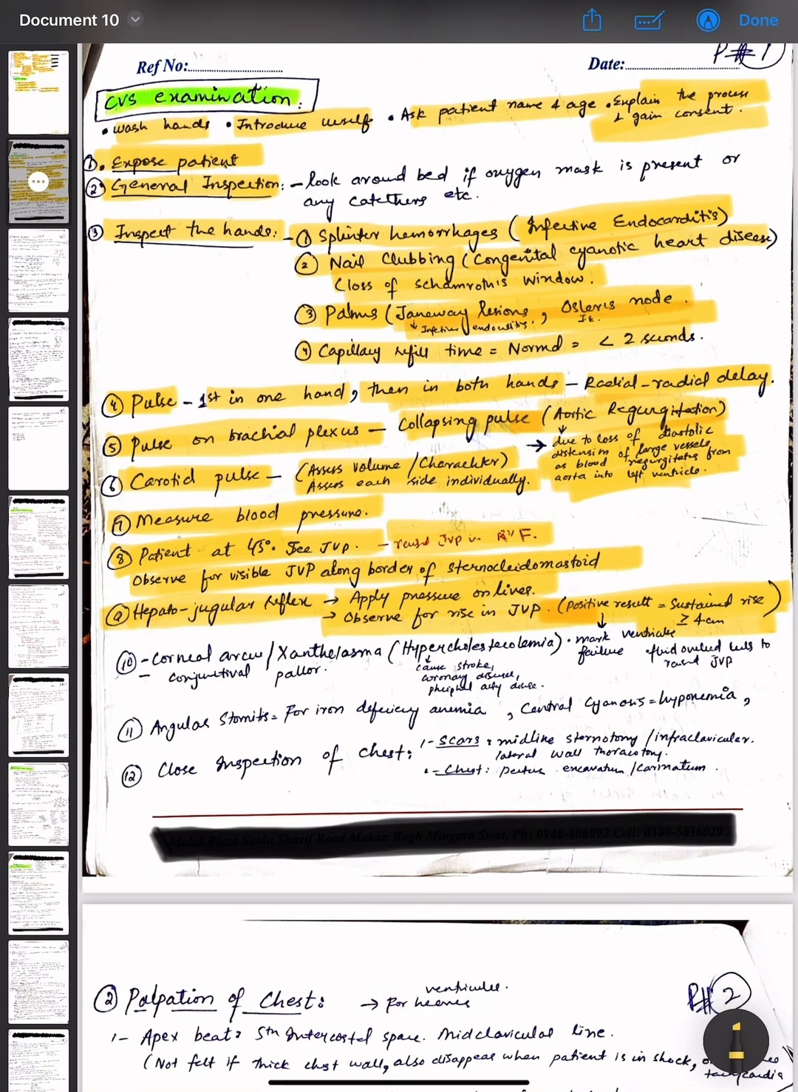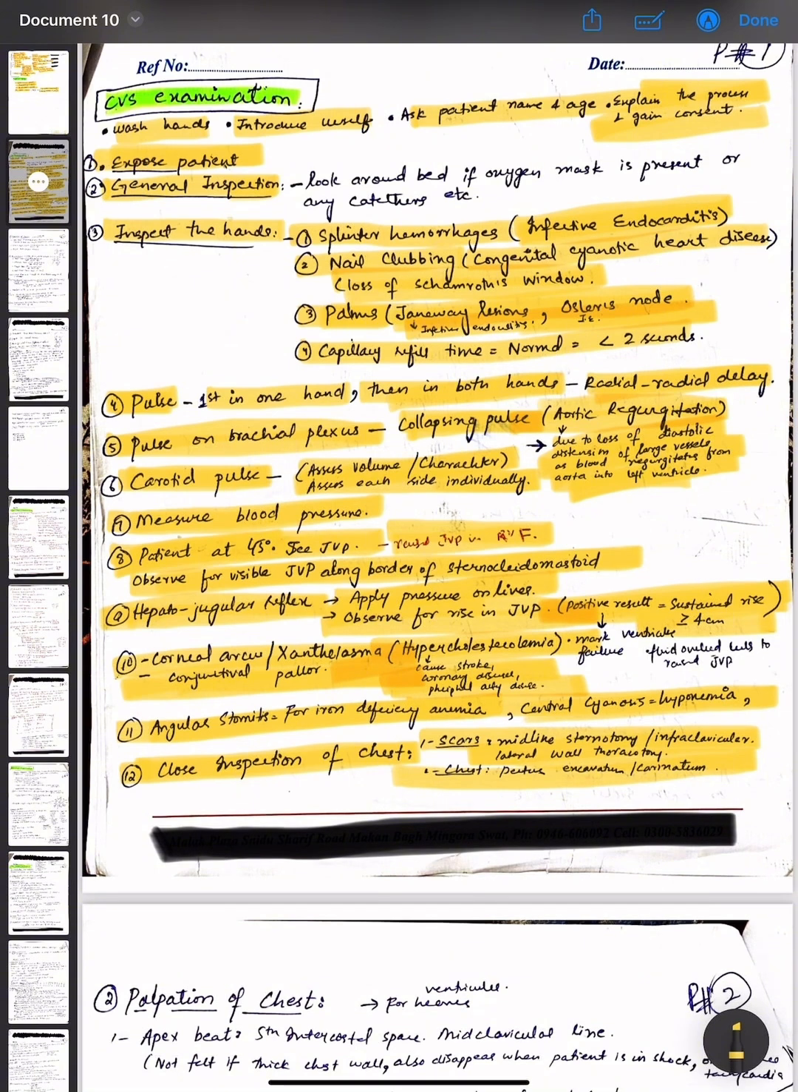Then corneal arcus or xanthelasma and conjunctival pallor are looked for. Corneal arcus and xanthelasma are present in hypercholesterolemia. The complications are stroke, coronary disease, and peripheral artery disease. Then angular stomatitis is checked for iron deficiency anemia, and central cyanosis, which indicates hypoxemia. Then the close inspection of the chest is done. We will look for scars of a midline sternotomy or infraclavicular lateral thoracotomy, and then the chest is inspected for pectus excavatum or pectus carinatum.